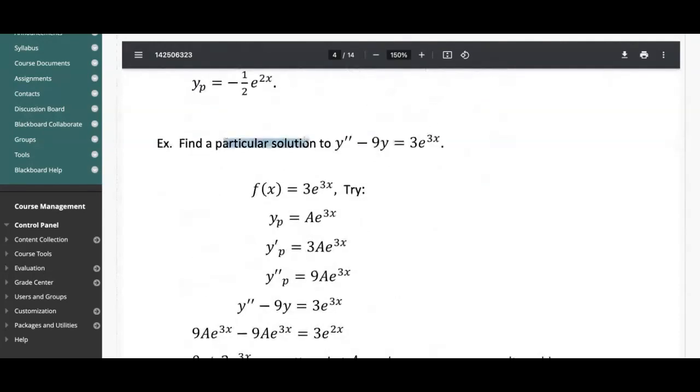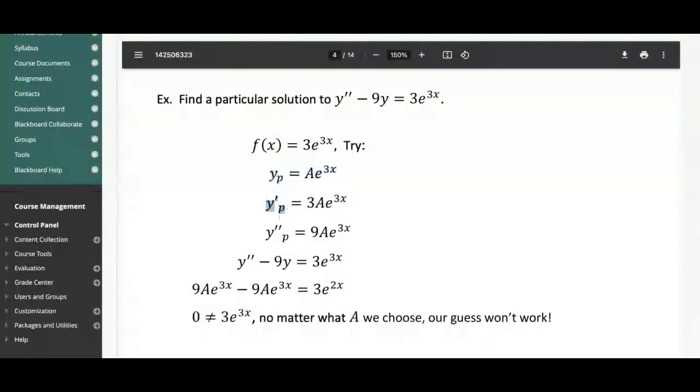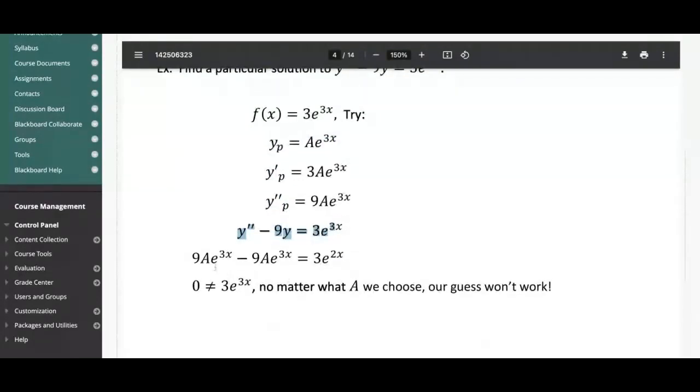Let's see, find a particular solution to this one. Similar, right? Guess a particular solution to be a e to the 3x. First derivative, second derivative. Then put it back into the differential equation. Solve for a. Oh, in this case, we see what happens.